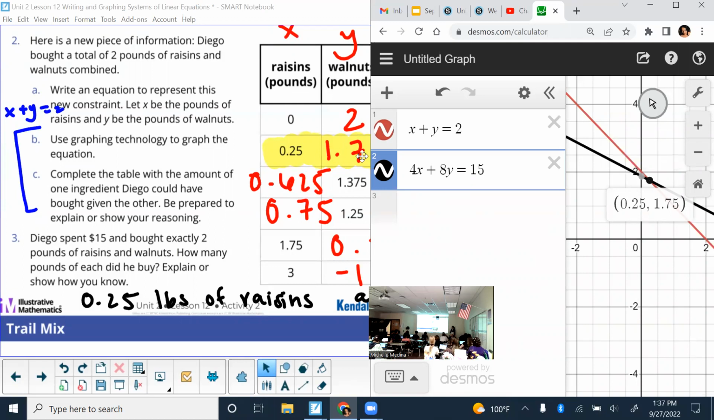Isn't that what we said the answer was? 0.25 pounds of raisins and 1.75 pounds of walnuts. So it would be the same point on both lines. And they don't cross anywhere else. So how many solutions do I have? Just one solution. Questions on that process?